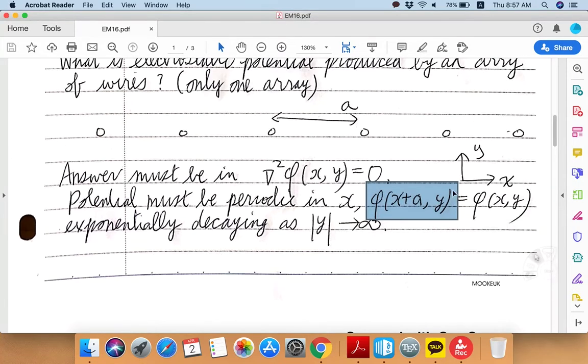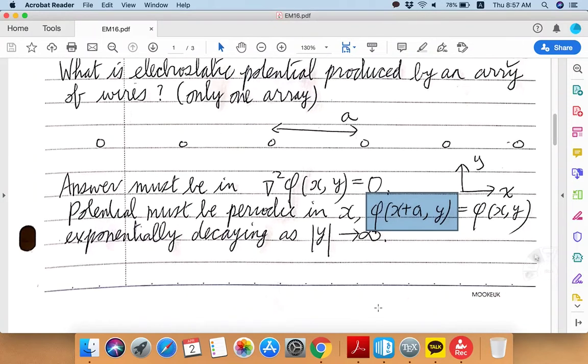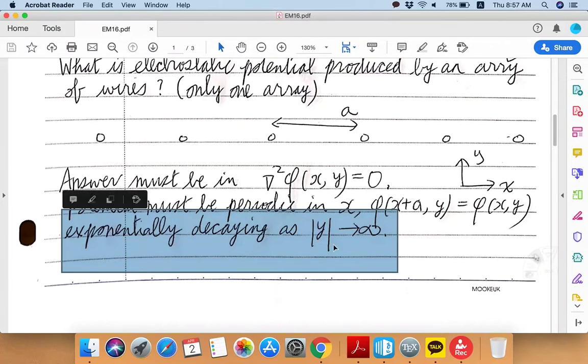And secondly, if you move far away from this array, either in the plus y or minus y direction, then the potential should presumably decay. Okay, actually, this statement is not completely true, but I'll put that out here anyway, and then later argue that there's a small loophole in this argument. And I will also show you how to fix that loophole.